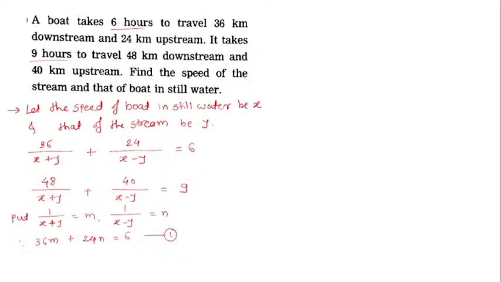आता त्याच पद्धतीने दुसऱ्यामध्ये सुद्धा सबस्टिट्यूशन करायचे. 48 m plus 40 n is equal to 9, equation number 2. तर हे दोन इक्वेशन्स आपल्याला मिळाली.